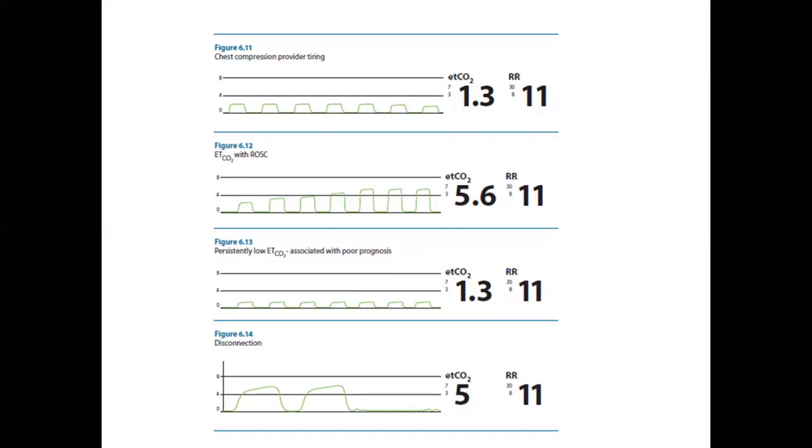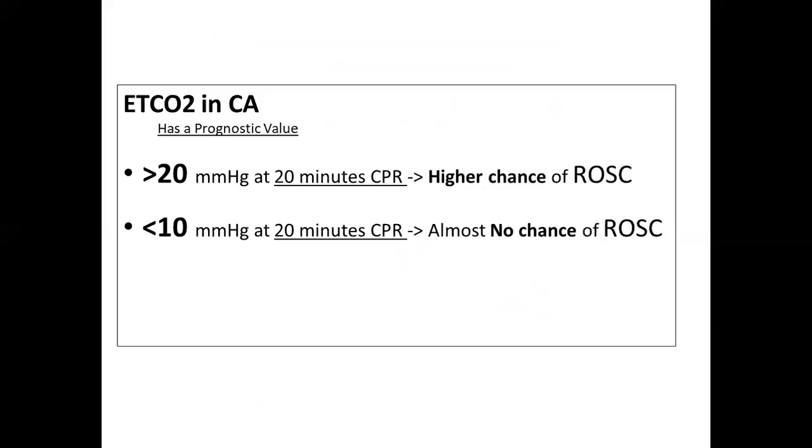The other thing is, by looking at the capnograph at 20 minutes of CPR, we can decide if the patient has a good prognosis or bad prognosis, right? What they say is that at 2 minutes of CPR, if the capnograph carbon dioxide is more than 20, there is a high chance of return of spontaneous circulation. If it is less than 10 at 20 minutes, that is a bad prognostic sign, right?